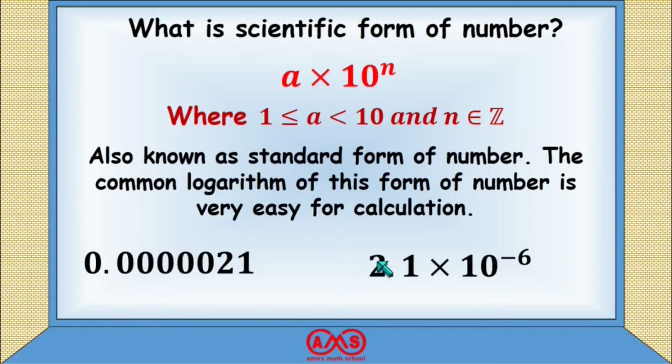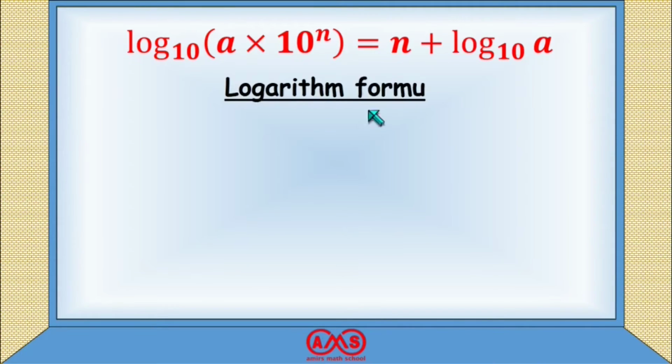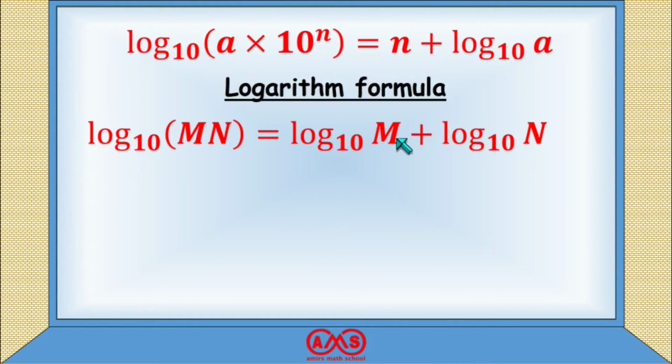So taking the common logarithm of this form of number is very easy for calculation. How is it easy? Let's see. Log base 10 of a into 10 to the power n is equal to n plus log base 10 of a. The value of the common logarithm of this form of number is just n plus log base 10 of a. According to which formula can we write this? The logarithm formula used here is log base 10 of mn, which is equal to log base 10 of m plus log base 10 of n. This formula is used to find this value.